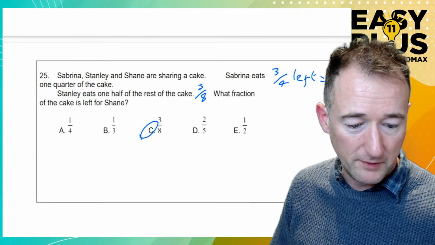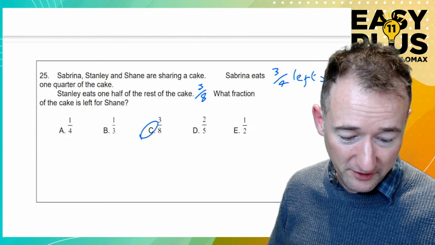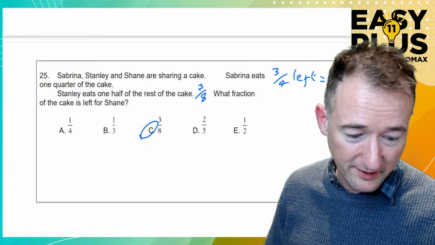Okay, good. 3/4, 6/8. Stanley eats 1/2 of the rest, leaving 3/8. What fraction's left for Shane? That's it. 3/8. Okay? Nice and straightforward in the end. And here's me hoping that I haven't made a complete mess of anything. Well, I think the answers I've got here seem to match the answer that I chose before, so that at least is something.